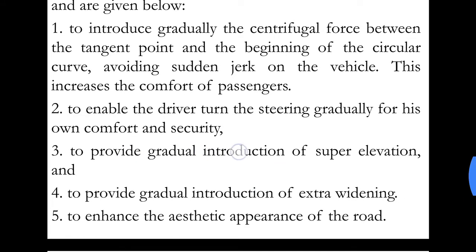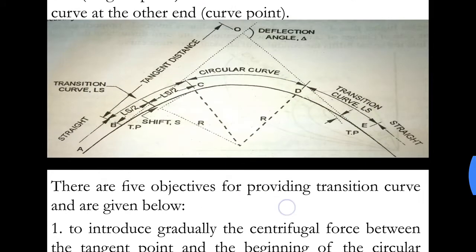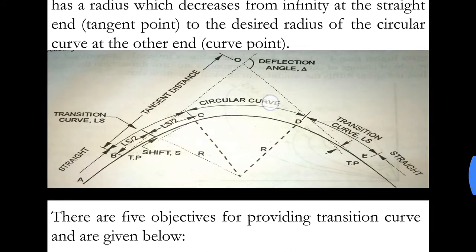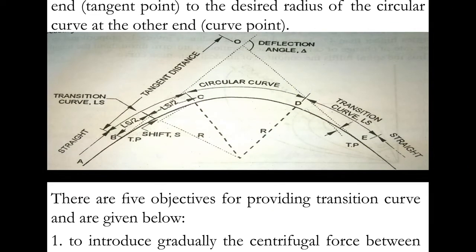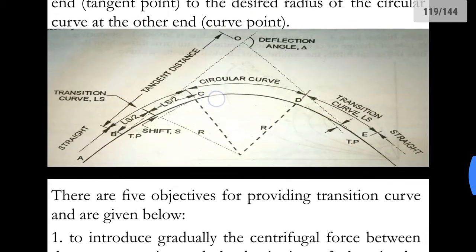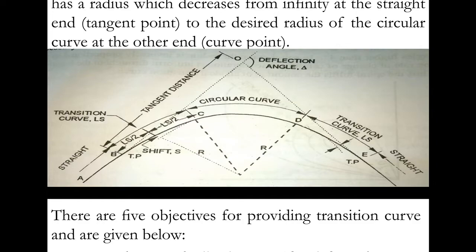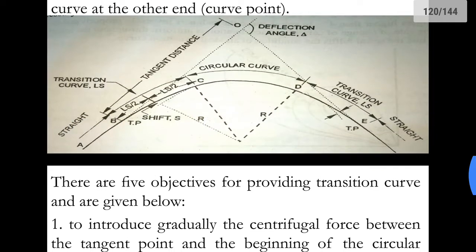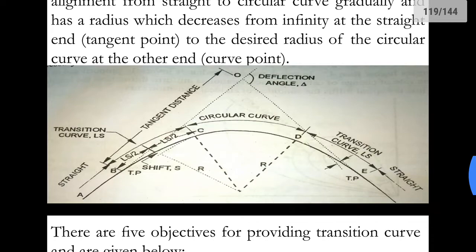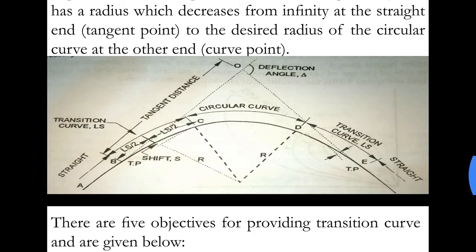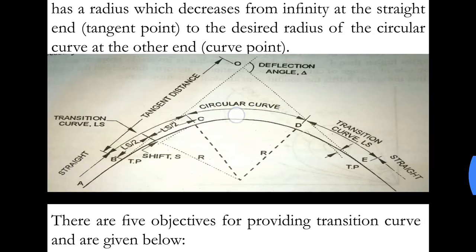To provide gradual introduction of super elevation. As we all know, in order to counteract the centrifugal force at the circular curves, we raise the outer portion of the road with respect to the inner portion, that is known as super elevation. Now if we join the straight road to the circular curve without providing any transition curve, then at the point C we would need to provide a sudden super elevation. That is not feasible.